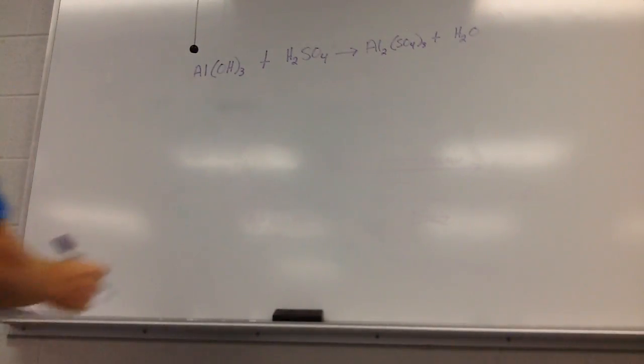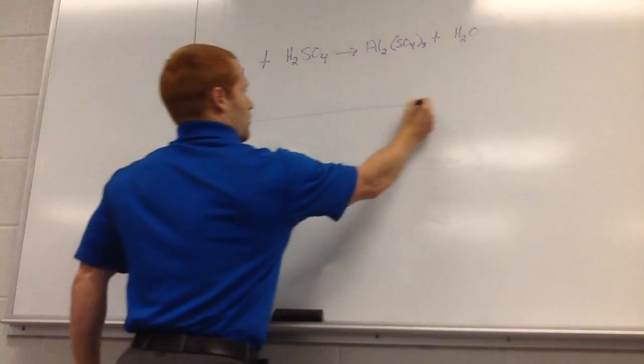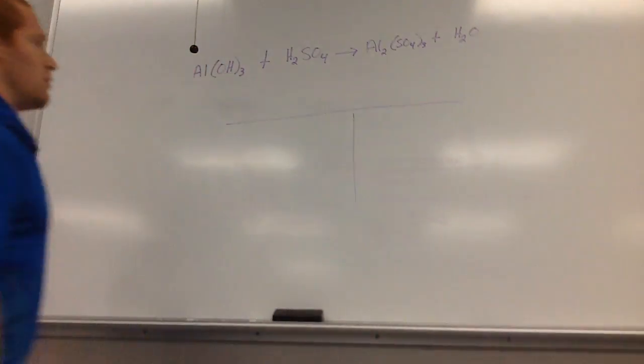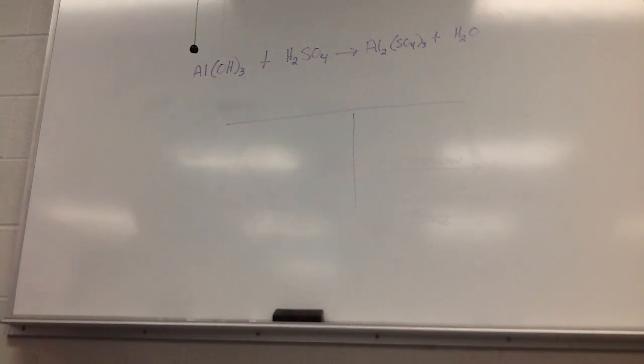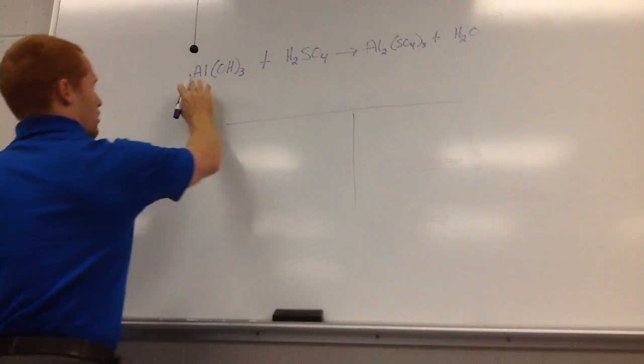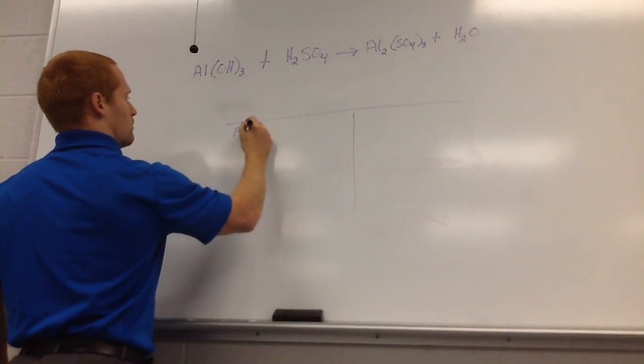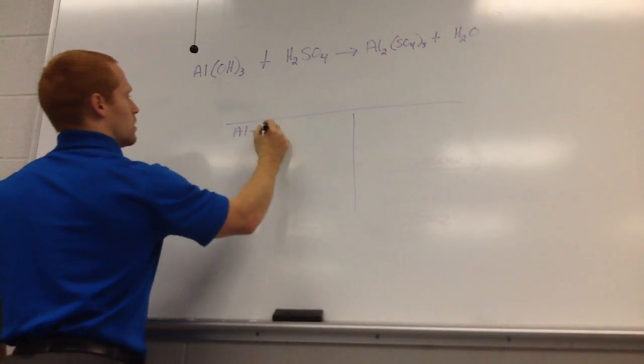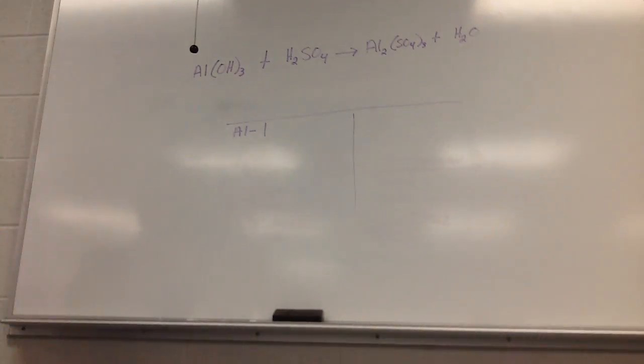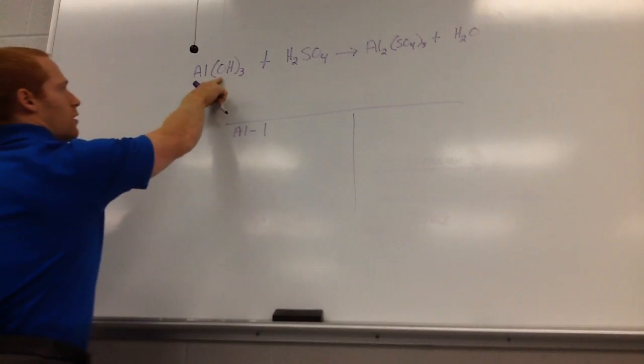Okay, so we're going to balance this equation. So I'm going to first start with my metal. So we have aluminum. There's one aluminum on the left side. Notice we have a polyatomic ion, hydroxide.